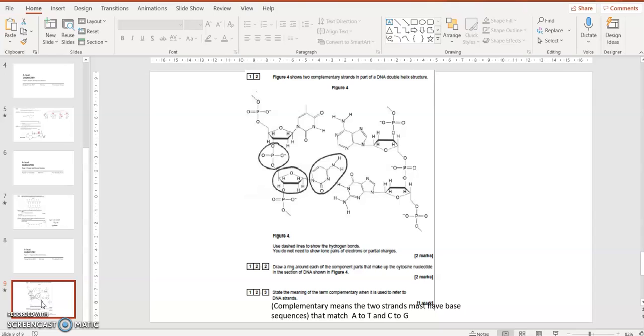2019, it might ask you to name the 3 constituent parts of a nucleotide, in which case you'll have to ring the phosphate, the 2 deoxyribose and the base joined to it.